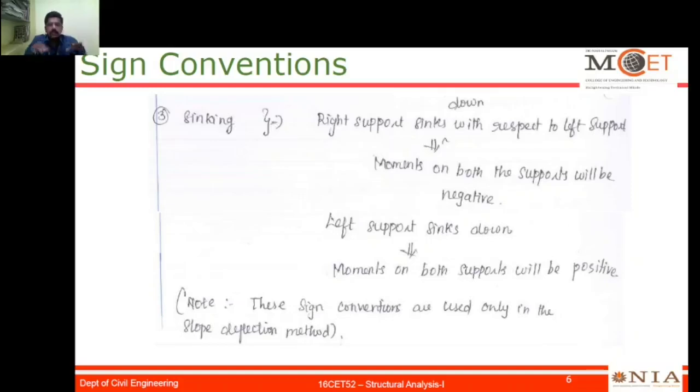So if the right support goes down with respect to the left support, then the moments on the supports will be considered negative. Remember this: if the right support is below, that is in the downward direction, then it is negative. If the right support moves in the upward direction, then the moment on both supports will be positive. So we will always use the sign convention based on the right support. If the right support is going downwards, then it is negative. If it is upwards, then it is positive. Remember, this sign convention is applicable only to the slope deflection method.